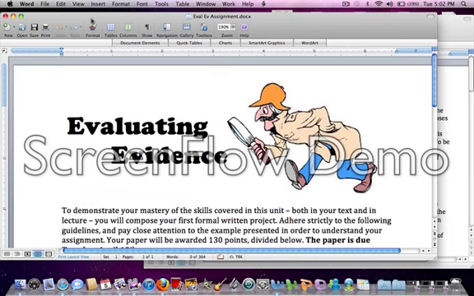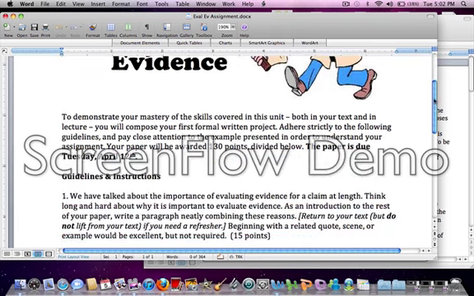So the ScreenFlow demo is not an error, and it will not mean that you can't get the explanation of the assignment. What you're looking at right here is the Evaluating Evidence assignment sheet. This is available for you on Angel, but let's go over it together real quickly.